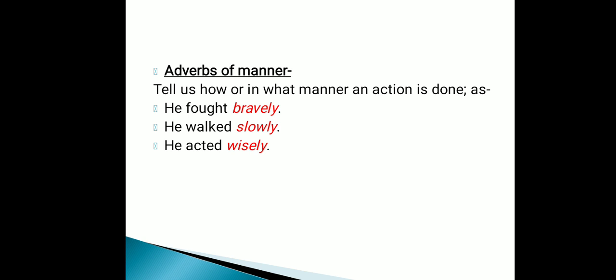Many other examples like foolishly, loudly, wisely, slowly, soundly, bravely, well, fast. These are more examples. Okay.